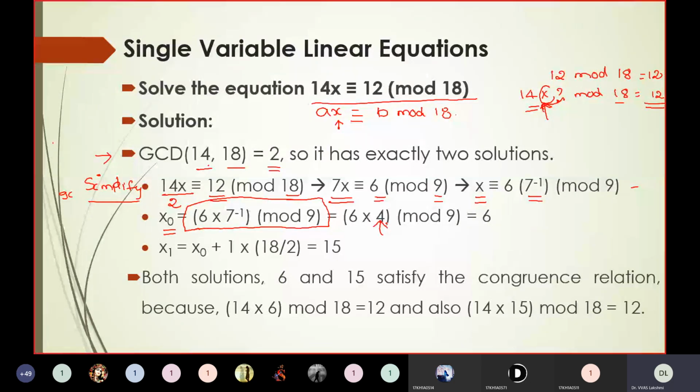How is it possible? That is the question. ఎలా వచ్చిందమ్మా అది? 4 ఎలా వచ్చింది? Multiplicative inverse. How to calculate the multiplicative inverse? Here we are going to calculate the multiplicative inverse of 7. What is the value of n? That is 9. So here this is 7.